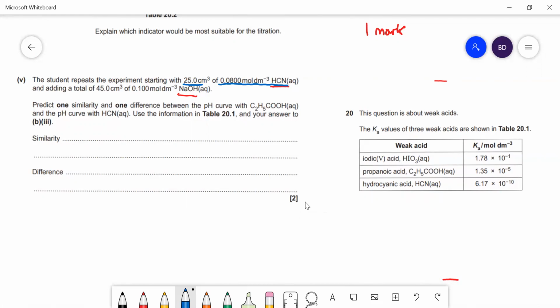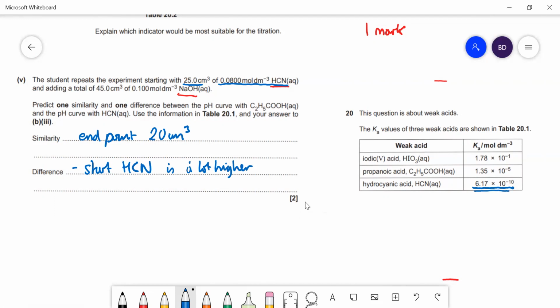But if we look at what the difference is going to be, HCN is a much weaker acid than propanoic acid, way weaker. So, one similarity: because we're using the same concentrations and volume, the end point for both is at 20 centimeters cubed. For the difference, I would say the start pH of HCN is a lot higher than it would be for propanoic acid. And also you can say the half equivalence point is going to be a lot higher as well.